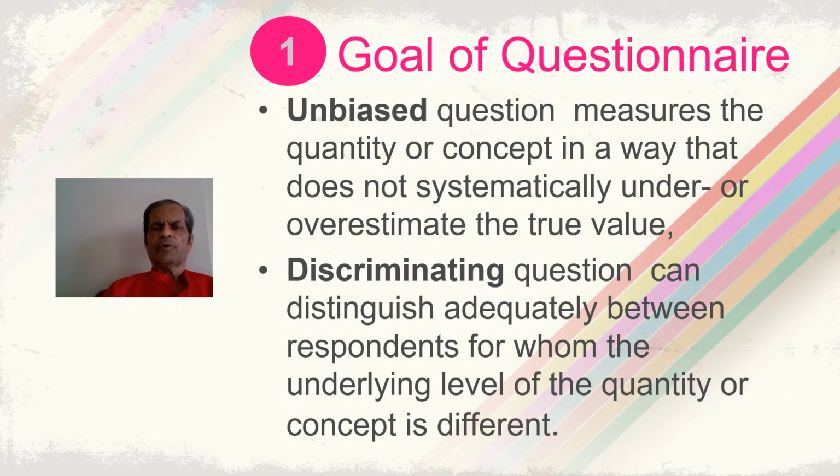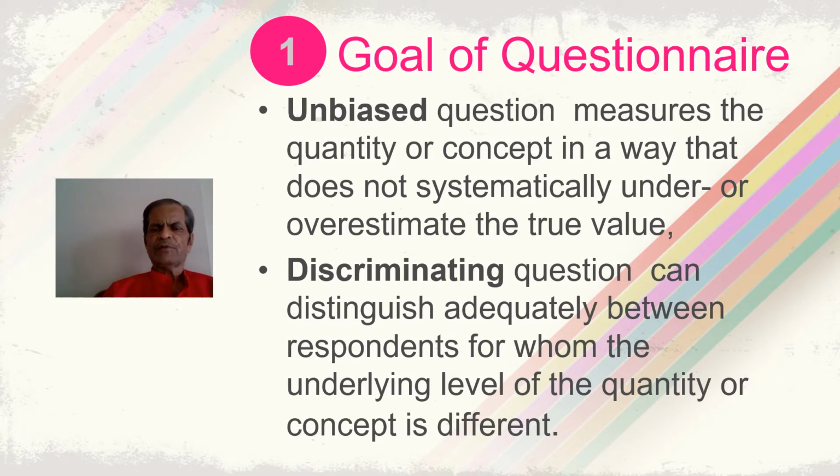The third goal of the questionnaire is that it should be unbiased. So an unbiased question measures the quantity or the concept in a way that does not systematically under or overestimate the true value. The questions posed in a neutral way are unbiased. If, on the contrary, the person asking the question is himself or herself biased in some way or the other, then the question that will come out will not be unbiased, but it will be a biased question.